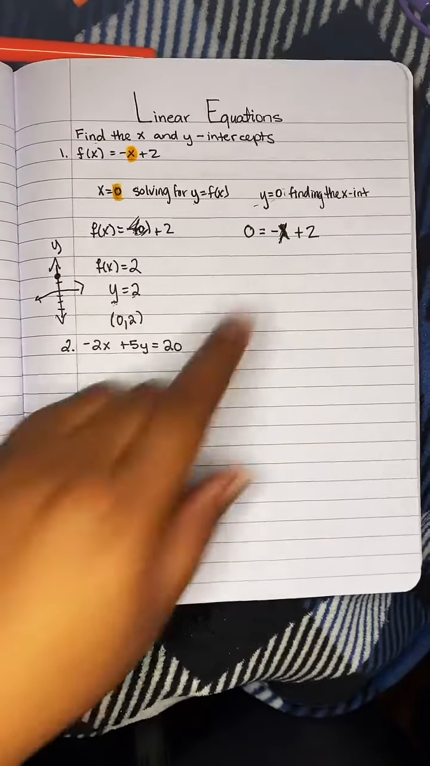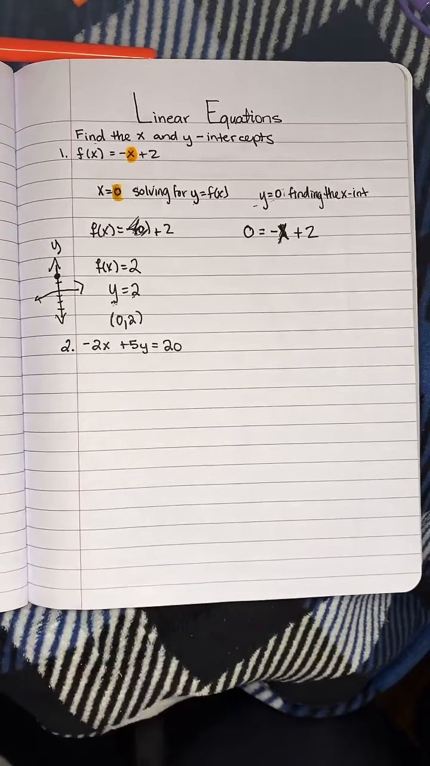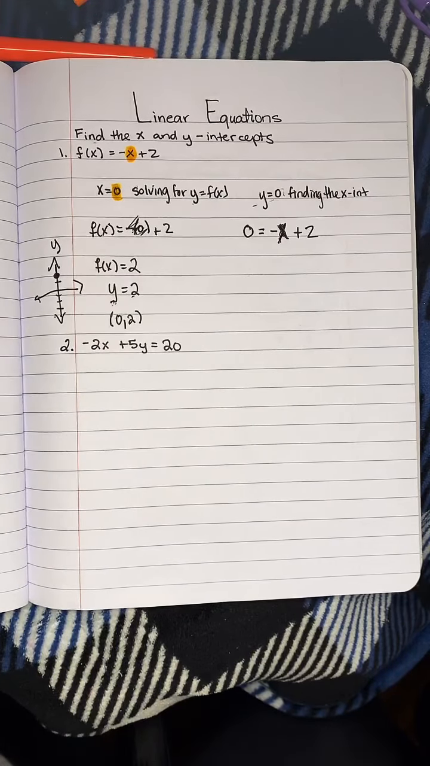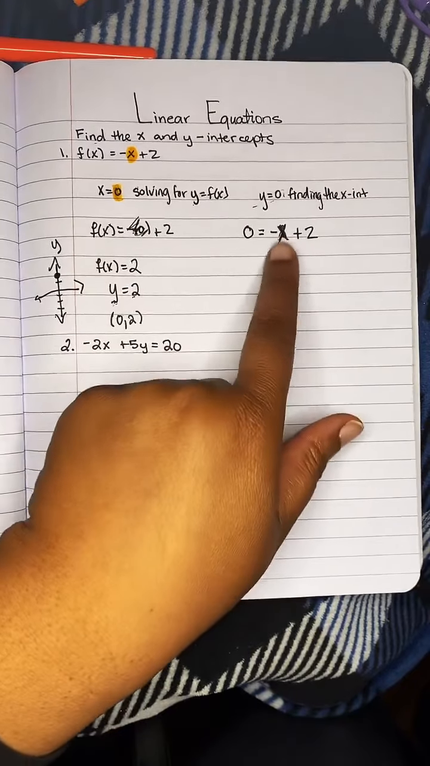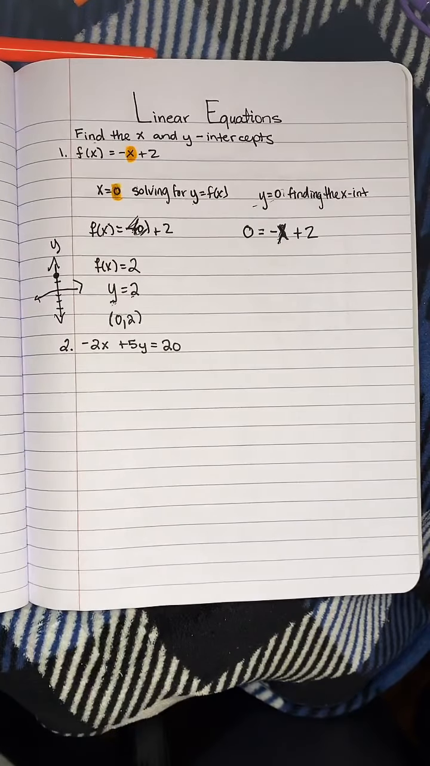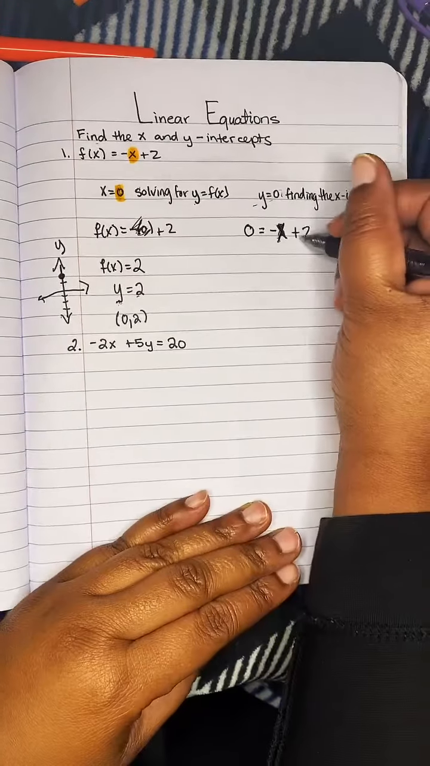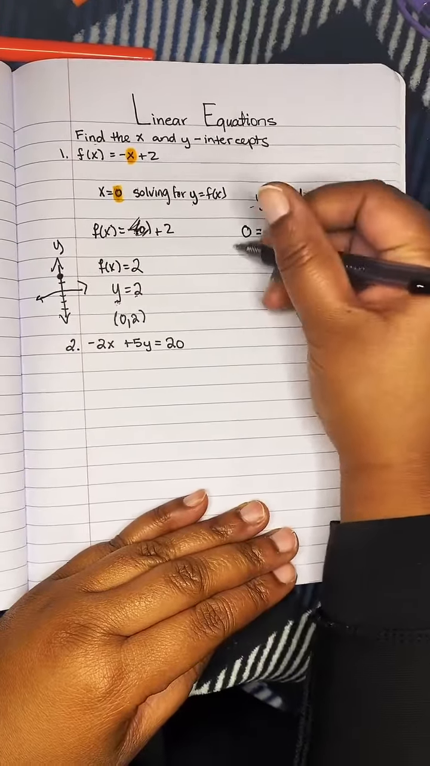So now I have to solve for negative x. Can anybody tell me, what do I need to do? How can I solve for this x right there? Does anybody know? Subtract 2. I love it. Yes, we're going to take this positive 2 to the other side.